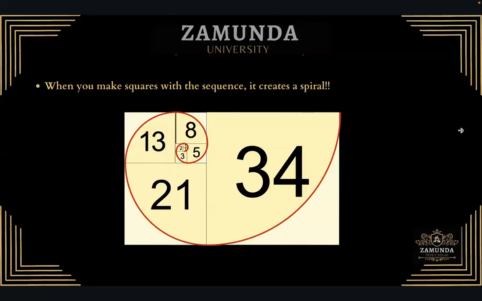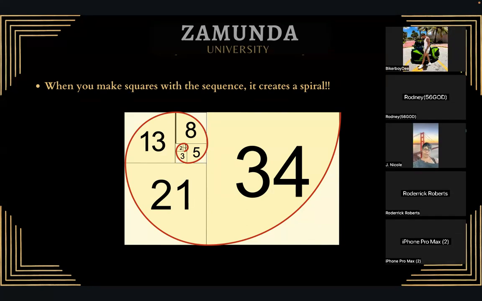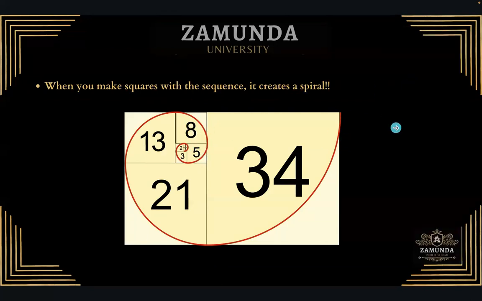When you take that sequence and make squares out of them, it creates this spiral figure. So a 1 by 1 equals a 2 by 3. A 3 by 5 equals an 8 by 13, because you add the 8 and the 5, and that gives you that. Not very important, but you get some background knowledge.